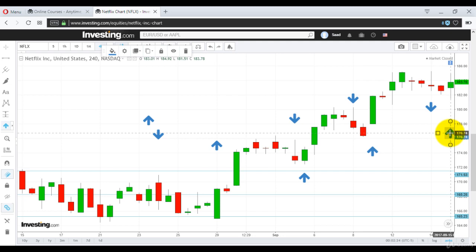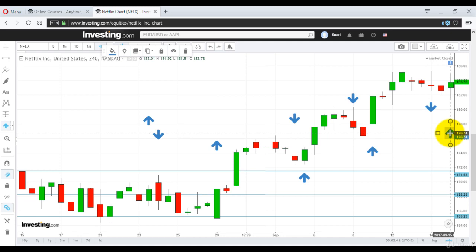Because in a good company like Netflix, everyone is buying. Everyone is buying so much that I'm squeezed. I cannot buy the quantity that I want to buy. So I will create this kind of a move so that people sell on the daily level and I buy it on the weekly level.